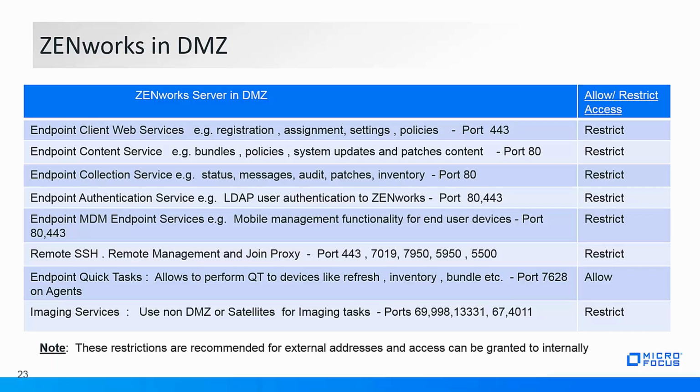For quick tasks, you need to make sure your agents are reachable on port 7628. That's where you can run quick tasks for device refresh, inventory, and bundles for any agent communication from ZCC. For imaging related services, you may not need to have the DMZ running these ports, so you can always restrict them. You can use another non-DMZ primary server for performing imaging tasks. And again, I know this is a lot of ports, but there is a default section in the previous slide for seeing these ports for each of these services.